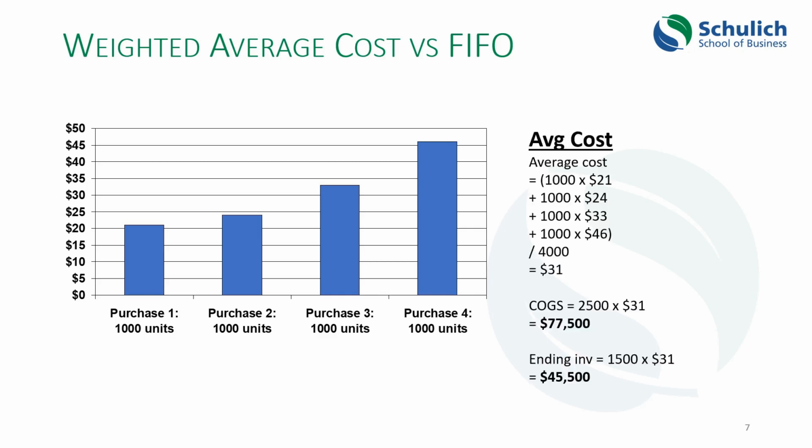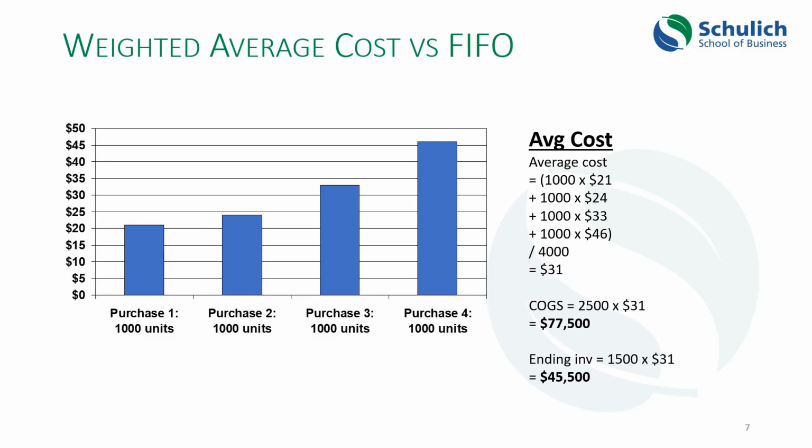The average cost is going to be calculated by adding up the total costs: 1,000 times 21 plus 1,000 times 24 plus 1,000 times 33 plus 1,000 times 46, divided by the total number of units, which is 4,000. That will give you a price of $31 per unit on average. So your cost of goods sold, on the assumption that you've sold 2,500 units during the period, is 2,500 times $31, which gives you 77,500. And your ending inventory of 1,500 times 31 would be valued at 46,500.